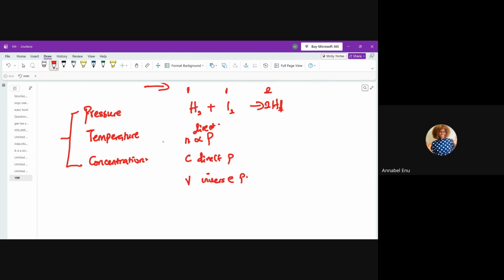Okay, but then temperature, that's what we call equilibrium constant. Temperature is the only factor that changes equilibrium constant K. Okay. So the value of equilibrium, so the number that we'll get when we are determining the equilibrium constant, can be affected by just temperature. Okay.